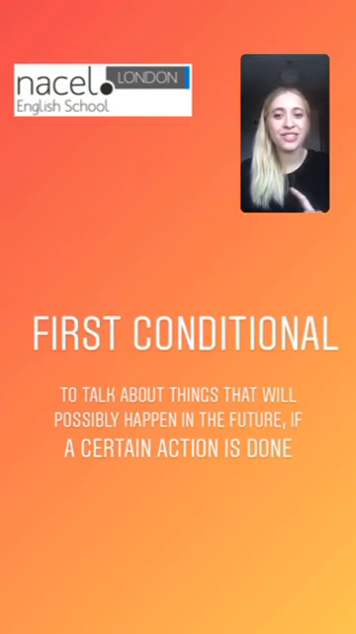You should now know how to use this, how to write a first conditional sentence, and also understand why we use it. We use the first conditional to talk about things that will possibly happen in the future if a certain action is done. Just remember you have action 1 and then action 2. Action 2 is more likely to happen in the future if we do action 1 first.